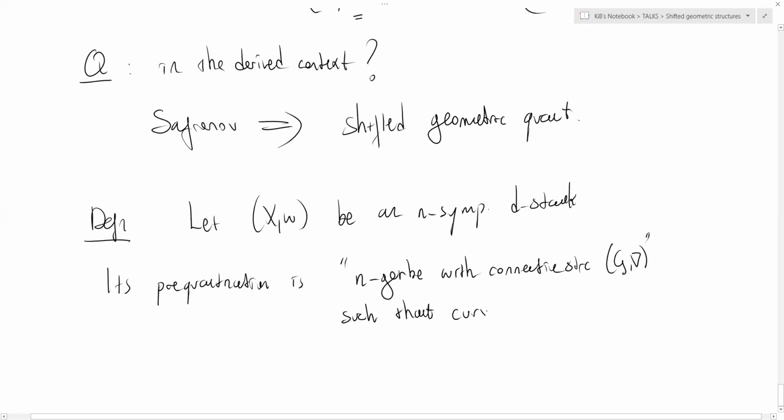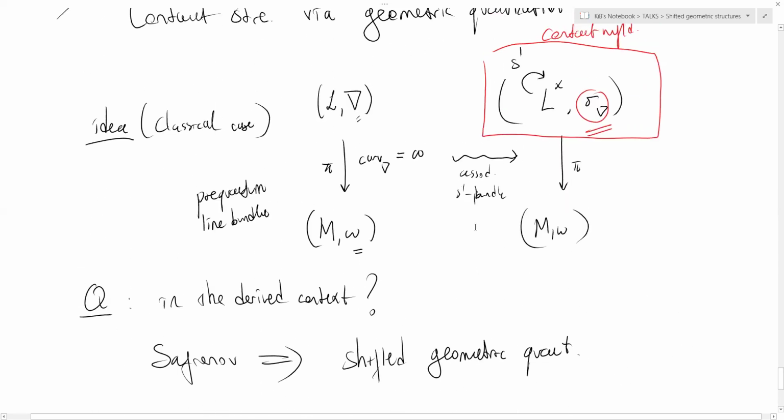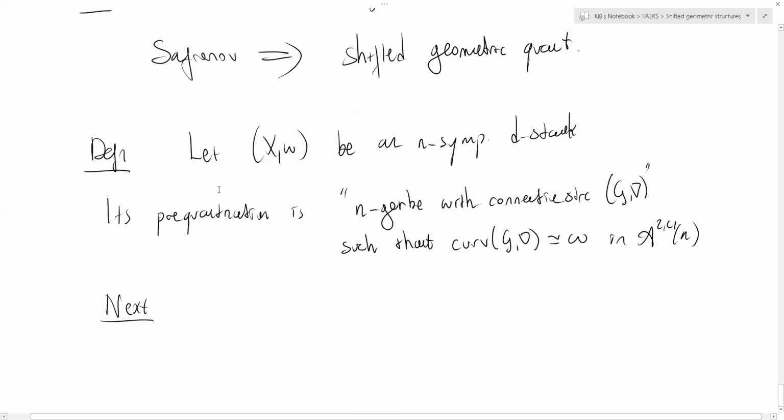the curvature, so the notion of curvature you can also define, is your n-shifted symplectic form. Okay, so you have at least a similar kind of notion in a derived context, and the next task is to try to do the similar trick over here. So you start with some kind of pre-quantization data, and obtain some kind of a line bundle.